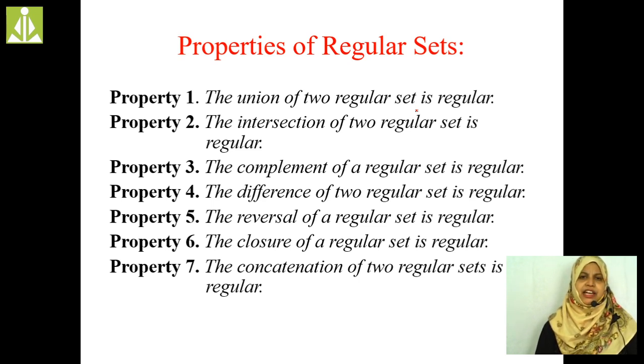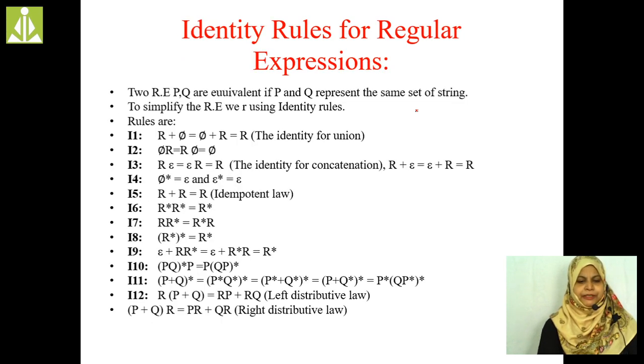Here, if I am declaring that any set is a regular set, it means that it is going to follow these 7 properties. Every union, intersection, concatenation, complement, difference, reversal, closure, all these are regular only, right?